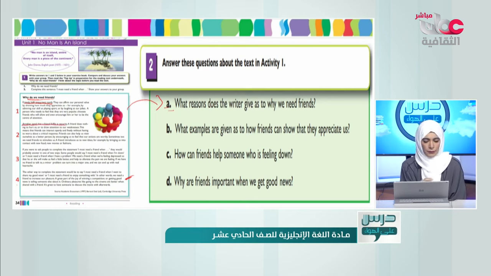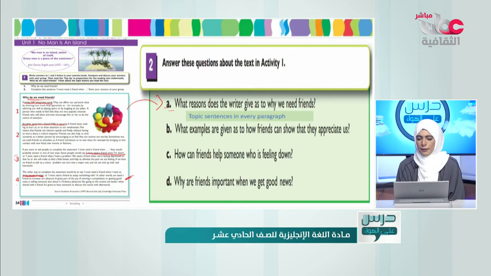Here we got some different reasons. I must need a friend when I am down, and you have it as a topic sentence in paragraph number 3. Look at paragraph number 4. The other way to complete the statement would be to say, here we need share our good news. You have it in the second line of paragraph number 4. So these are the reasons why we need friends in the point of view of the writer.